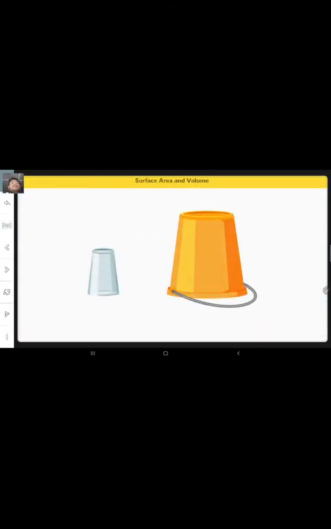We see various objects in our daily lives, like a glass tumbler or a bucket, that look like the portion of a cone. These objects form the shape of a cone left after cutting the top portion of the cone that contains its vertex. This type of shape is called frustum.